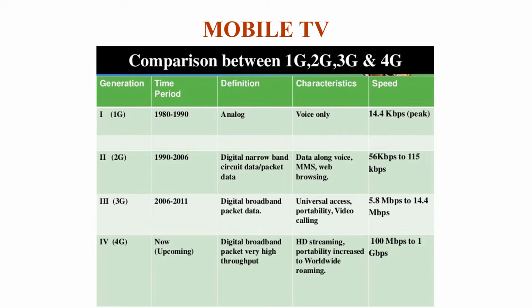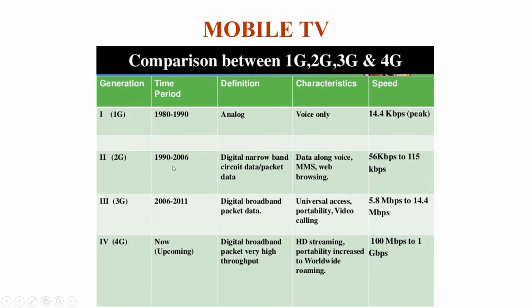To understand mobile television, we'll talk about the generations of mobile networks, as we are already aware: first generation, second generation, third generation, and the fourth generation. Right now we are in the fourth generation. The first generation is from the time period 1980 to 1990. The transmission was analog. You could communicate through voice only, and the speed was very low, that is 14.4 kilobits per second.